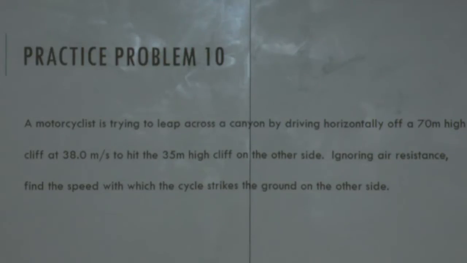Here's more practice problems. We have a motorcyclist trying to leap across a canyon by driving horizontally off a 70-meter high cliff at 38 meters per second to hit the 35-meter high cliff on the other side. Ignoring air resistance, find the speed with which the cycle strikes the ground on the other side.